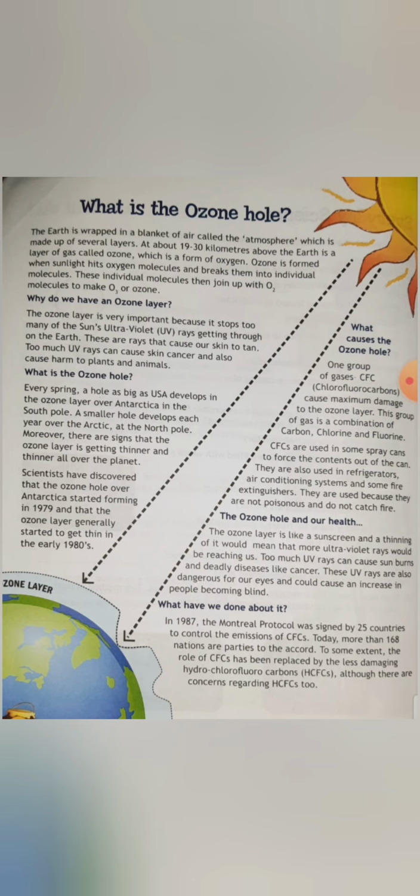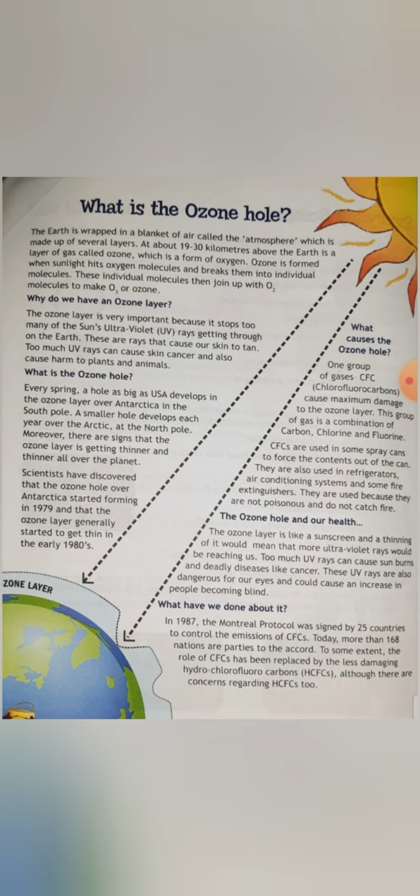What causes the ozone hole? One group of gases, CFCs, causes maximum damage to the ozone layer. This group of gases is a combination of carbon, chlorine and fluorine. CFCs are used in some spray cans to force the contents out of the can. They are also used in refrigerators, air conditioning systems and some fire extinguishers. They are used because they are not poisonous and do not catch fire.